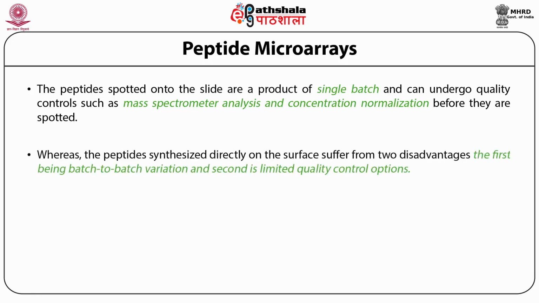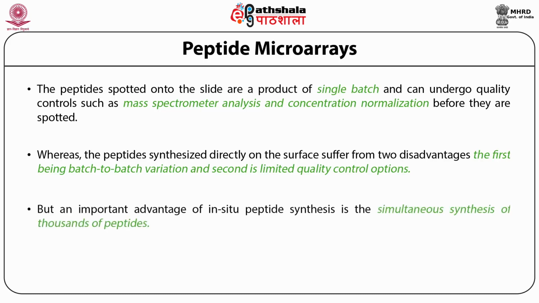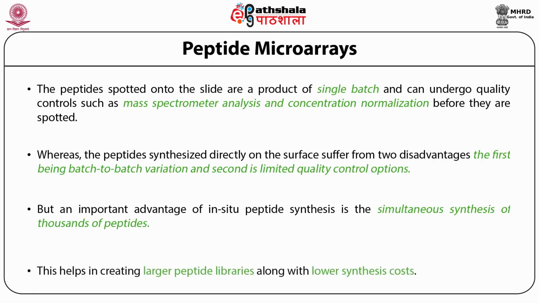Whereas the peptides synthesized directly on the surface suffer from two disadvantages. The first being batch-to-batch variation and second is limited quality control options. But an important advantage of in situ peptide synthesis is the simultaneous synthesis of thousands of peptides. This helps in creating larger peptide libraries along with lower synthesis costs.